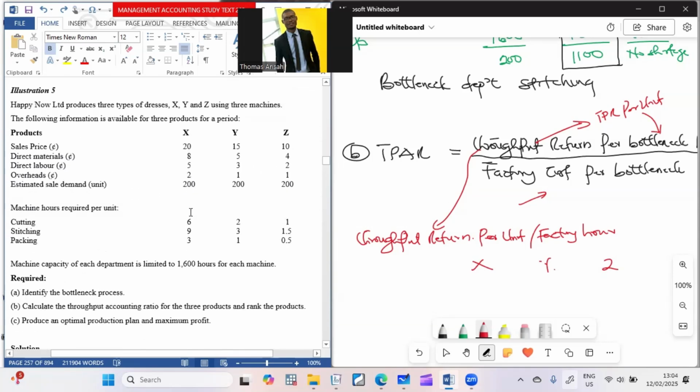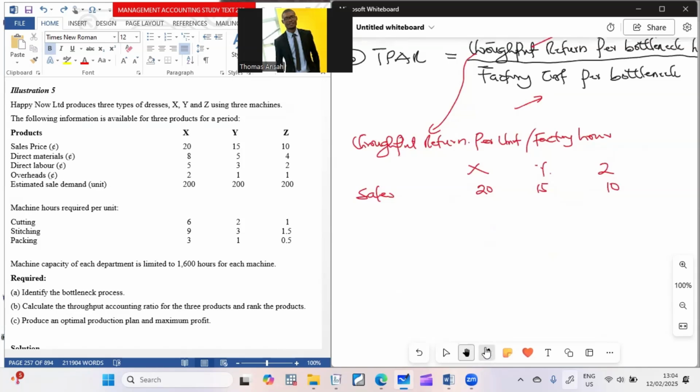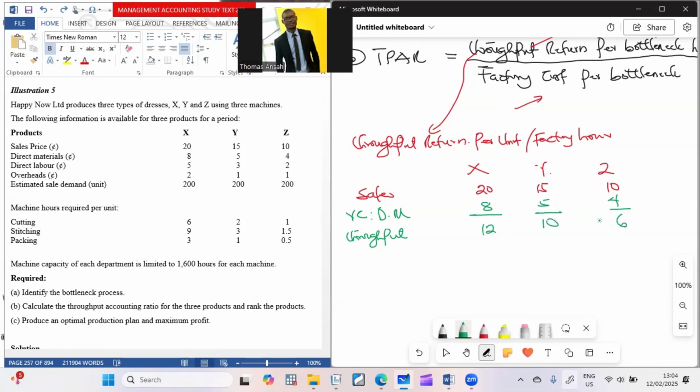Okay, so we have our sales. This is 20, 15, and 10. Then we less our variable cost. What is variable cost? Material cost, right? That's the direct material. And that gives me 8, 5, and 4. That gives me contribution or throughput, to be 12, 10, and 6. All right, so basically that is that.